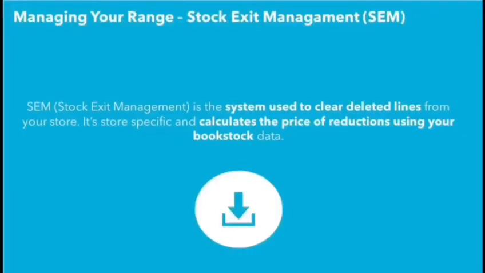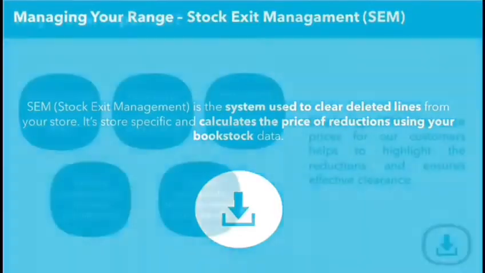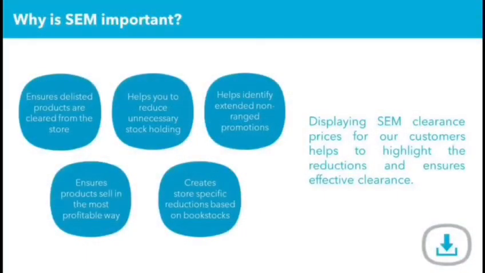SEM will become known as markdowns / EAN level reductions as categories move over to the SAP ordering systems. SEM is specific to each store and calculates the price of reductions using book stock data and rate of sales on a line. This is identified by price cuts and non-price cuts and is based on a time frame to sell through as well as your book stock figure. SEM also manages the exit of non-range promotions when these promotions are due to end. Extended promotions will stay at the promotional price to clear through.